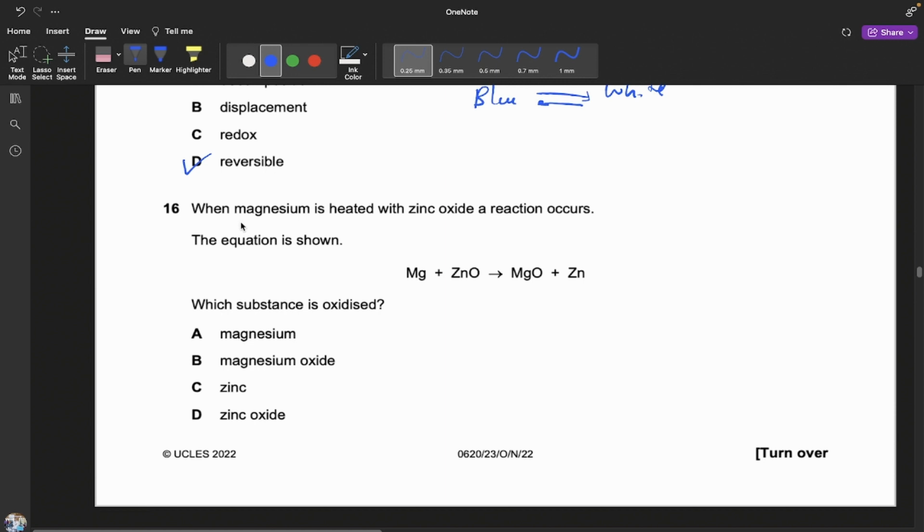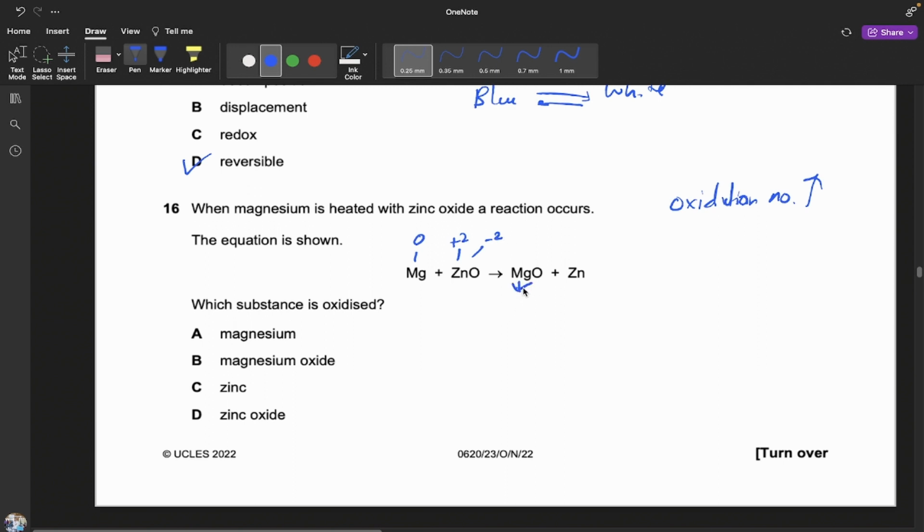When magnesium is treated with zinc oxide, a reaction occurs. The equation is shown. Okay. Which substance is oxidized? What do you mean by oxidized? Oxidized means the oxidation number increases. Okay. So magnesium, you have to compare, it's 0. Zinc plus 2. Oxygen minus 2.